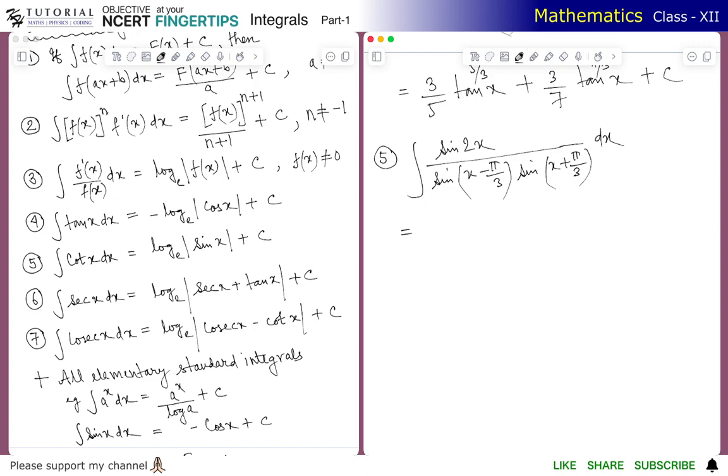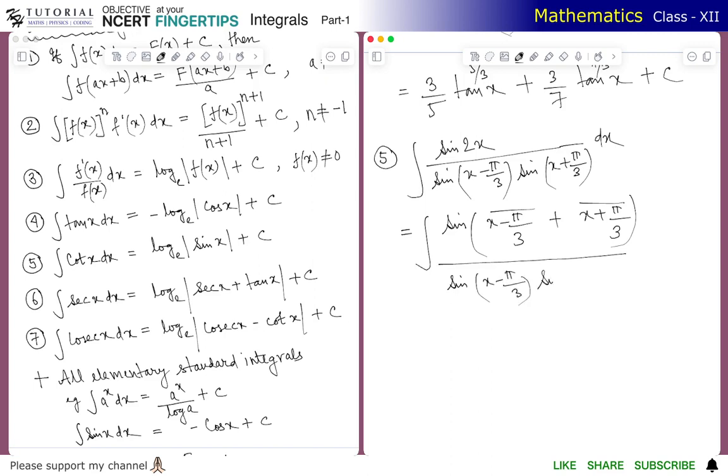Okay, so I can write sin 2x as sin of (x minus pi by 3 plus x plus pi by 3). I can write it like this, and the denominator we have.